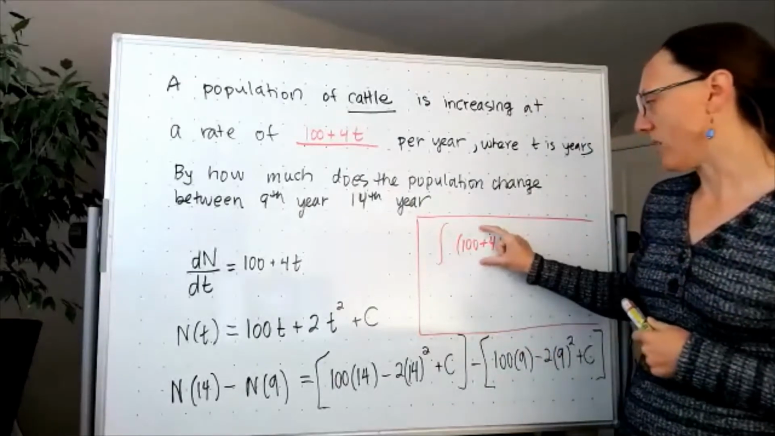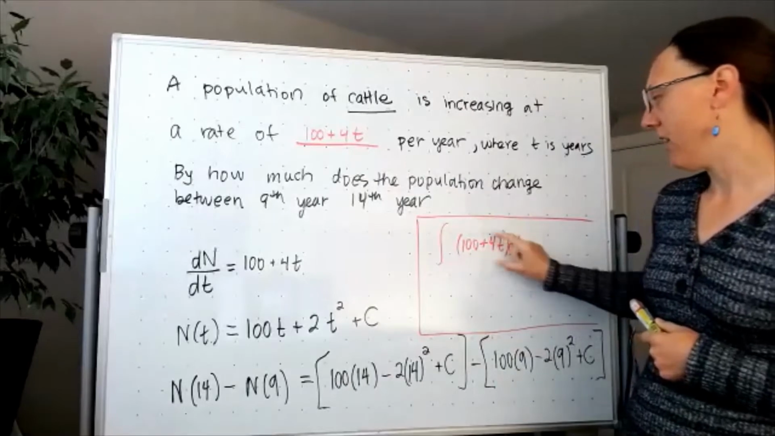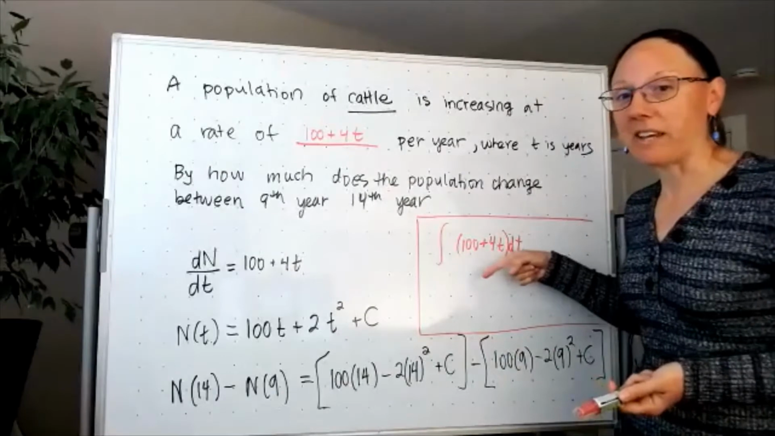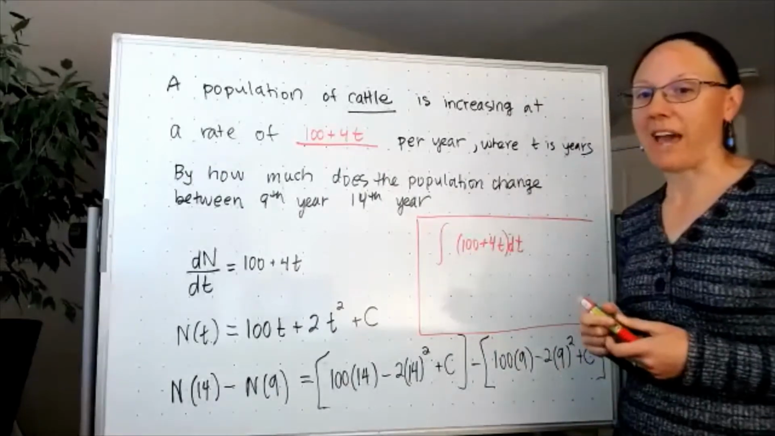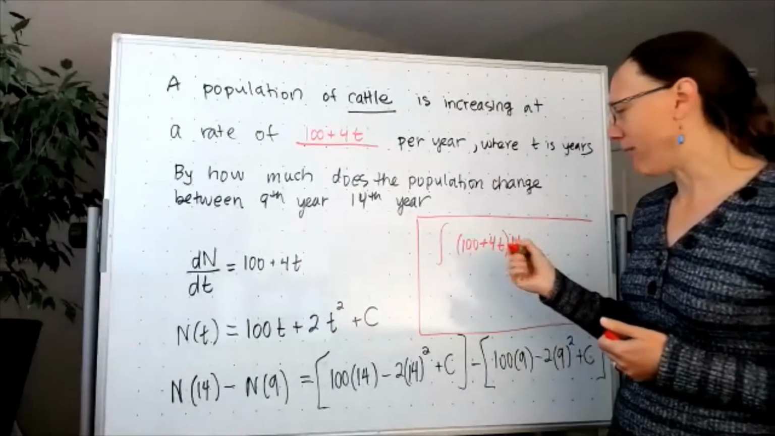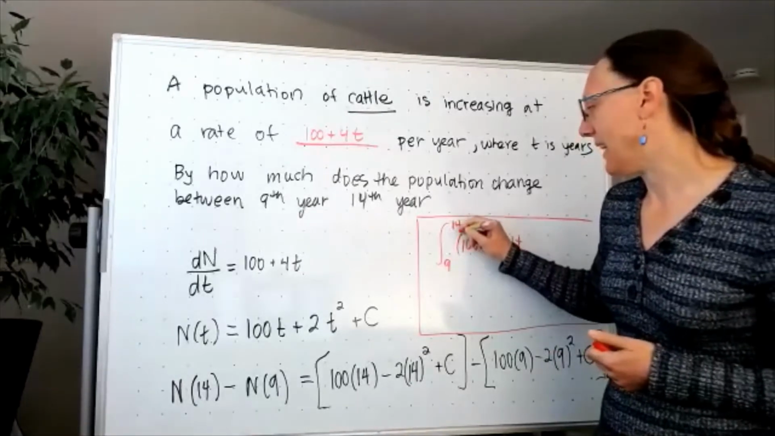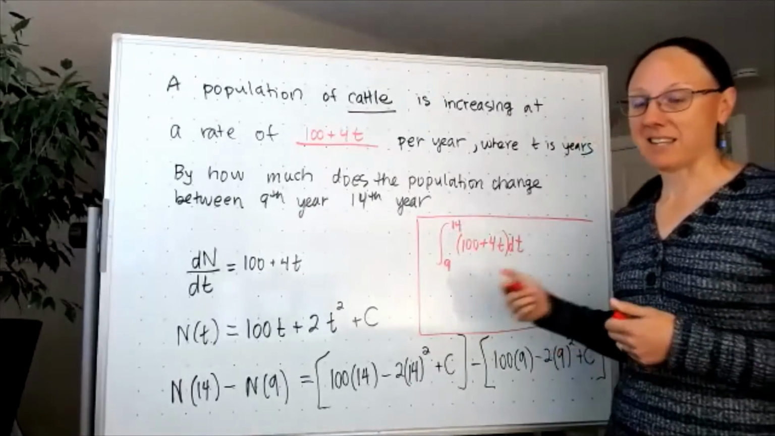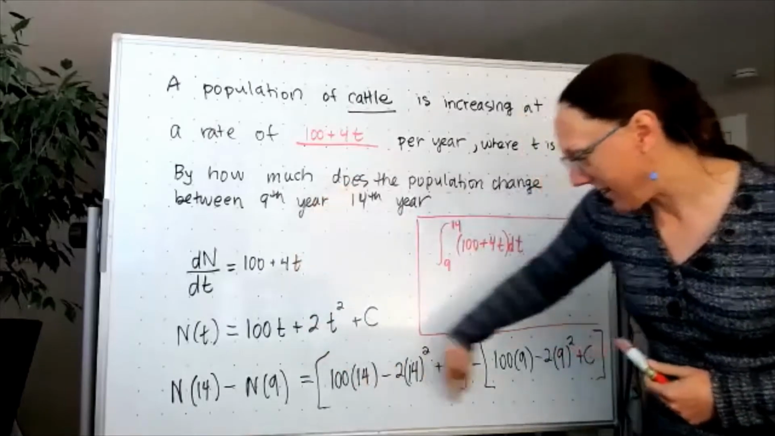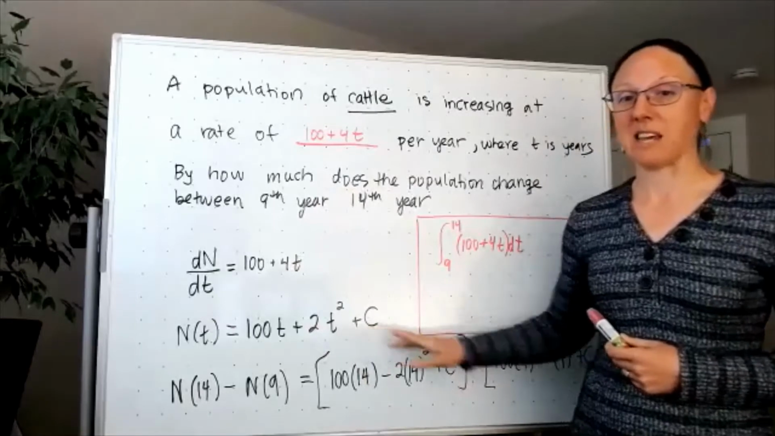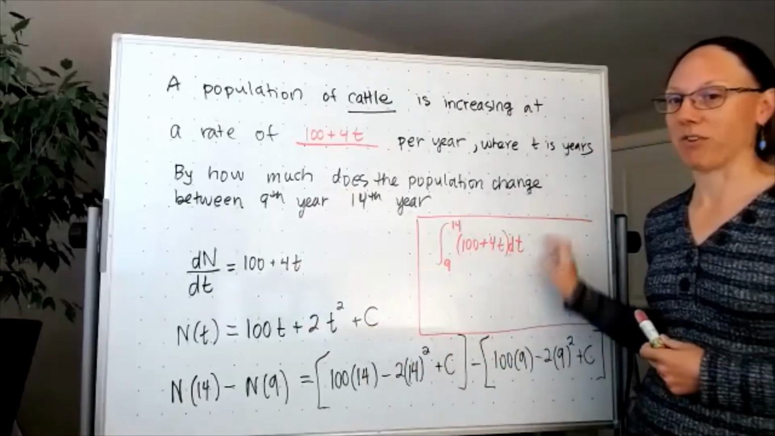If this has units of cattle per year, then that dt has units of years. Those would cancel out, giving me just total cattle. And since I'm going from year 9 to year 14, this would lead us through exactly the same set of steps, except we wouldn't bother writing the plus c because we know it was going to cancel out for that definite integral.